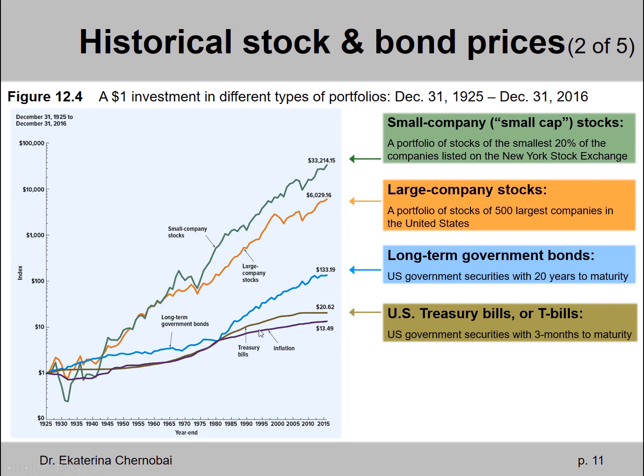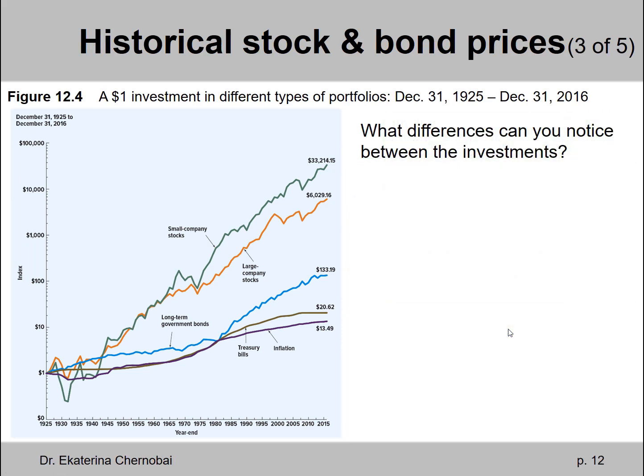And you can ignore one extra line that this graph has called inflation. We are not going to be talking about it. So focus on these four lines: small cap stocks, large company stocks, long-term government bonds, and treasury bills. Let's start with the following. What differences can you notice between the investments?